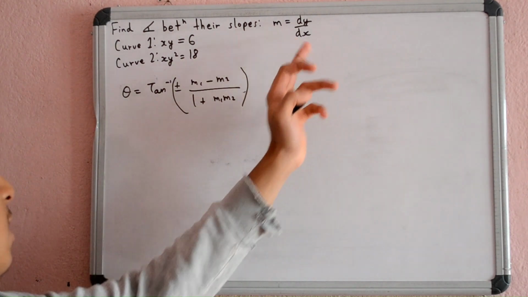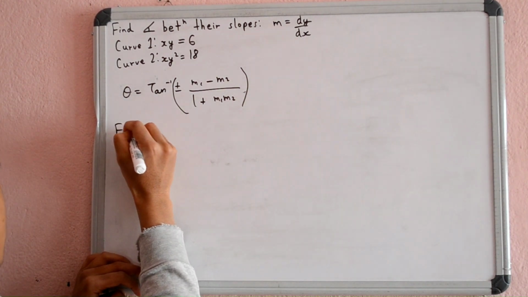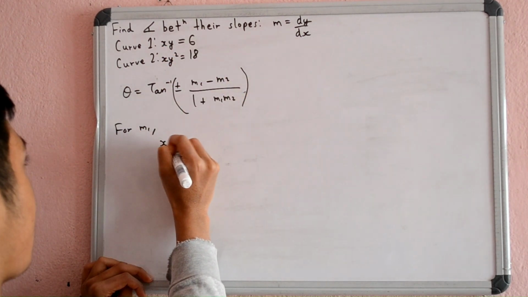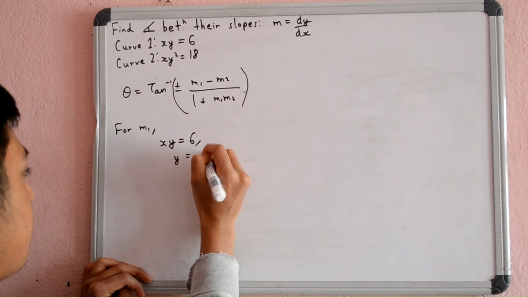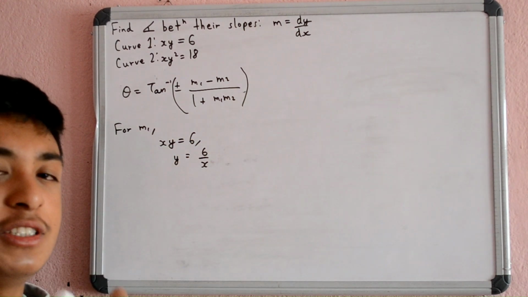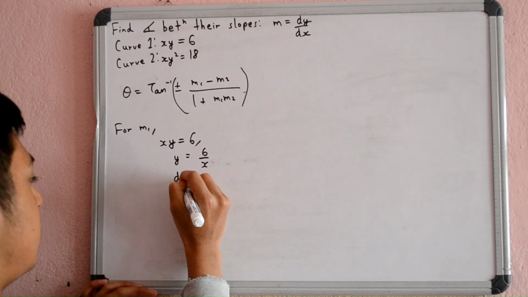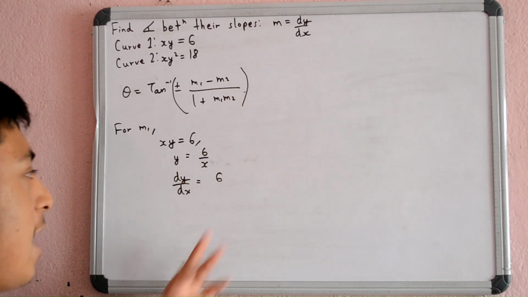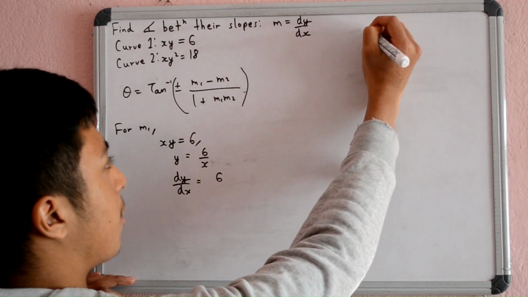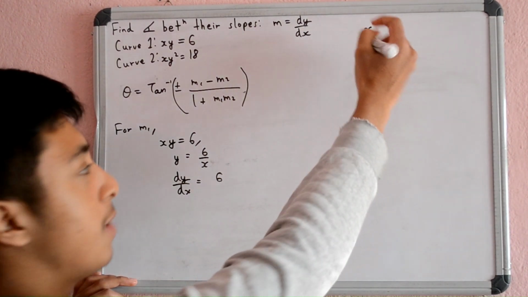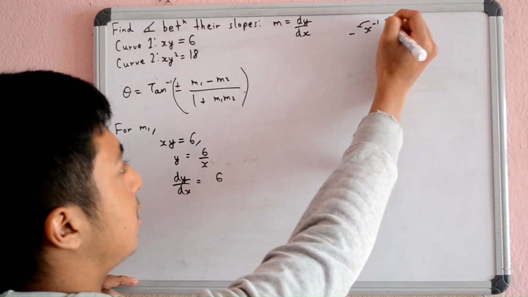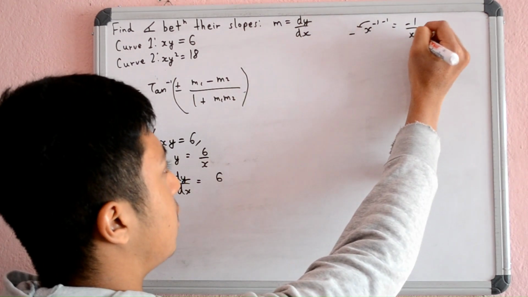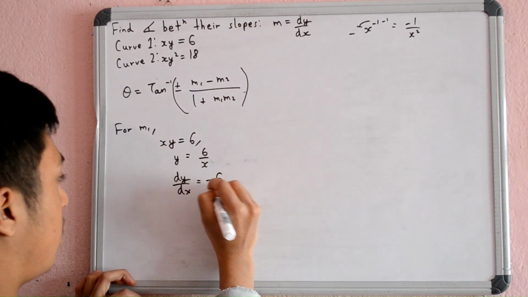Now let's find m1. For m1 we have to find dy by dx for this curve. So xy equals 6, y equals 6 by x, and now differentiate both sides with respect to x. You'll get dy by dx is equal to 6, a constant, take that outside, and the derivative of 1 by x. You can write it as x to the power minus 1, the minus 1 comes down, becomes minus, minus 1. So this is minus x to the power minus 2, which is just minus 1 by x squared. So overall it is minus 6 by x squared.